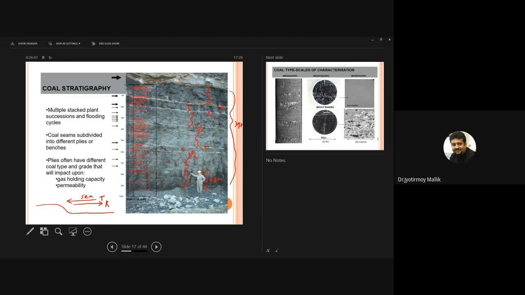So that's very important, and such a long, tall, beautiful exposure of deposited coal can actually give you a lot of information about the depositional cycles that are happening in that deltaic setting.